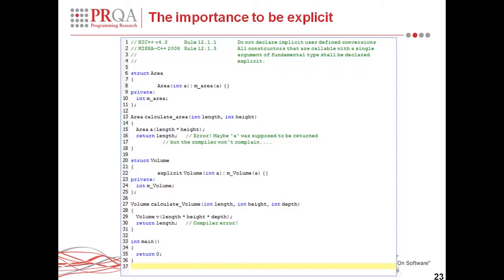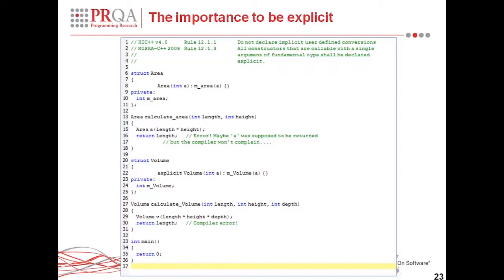What can prevent the error is instead the usage of the explicit keyword, which is in the example of volume, so in the struct volume, which is shown below. In that way, the constructor can only be used to perform direct initialization of an object or to perform an explicit cast. And the compiler will issue an error wherever there is an attempt to implicitly convert between fundamental type and class type. So basically you can see there is a comment, compiler error, which will happen when you try to do the same as for the area structure.